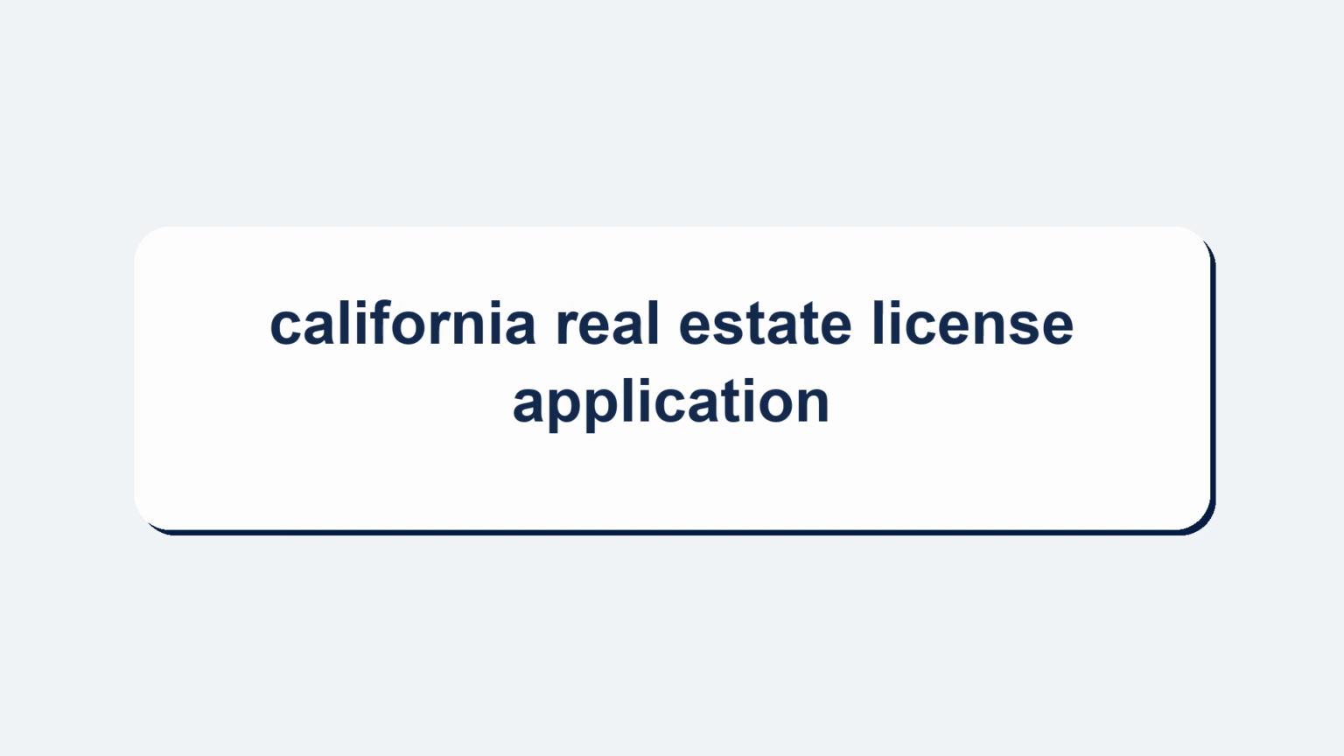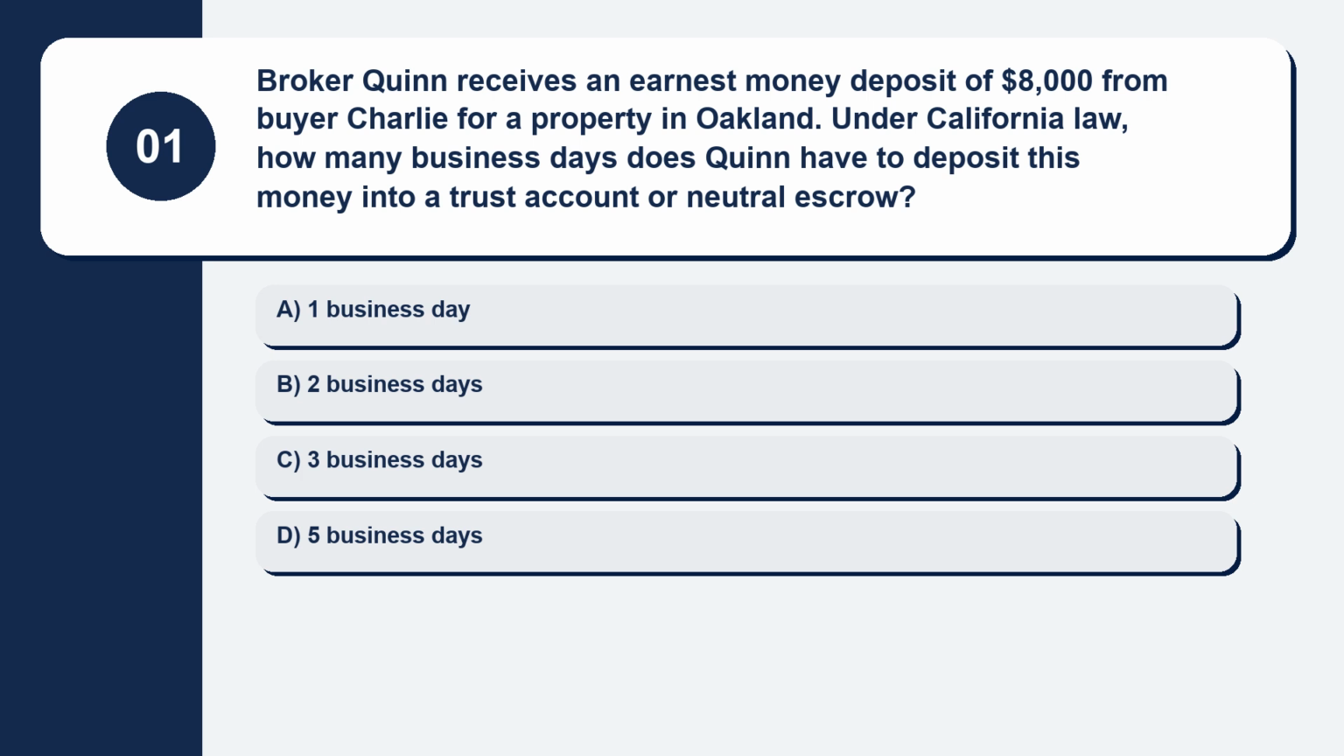Let's begin. Question 1. Broker Quinn receives an earnest money deposit of $8,000 from buyer Charlie for a property in Oakland. Under California law, how many business days does Quinn have to deposit this money into a trust account or neutral escrow? Here are your options.